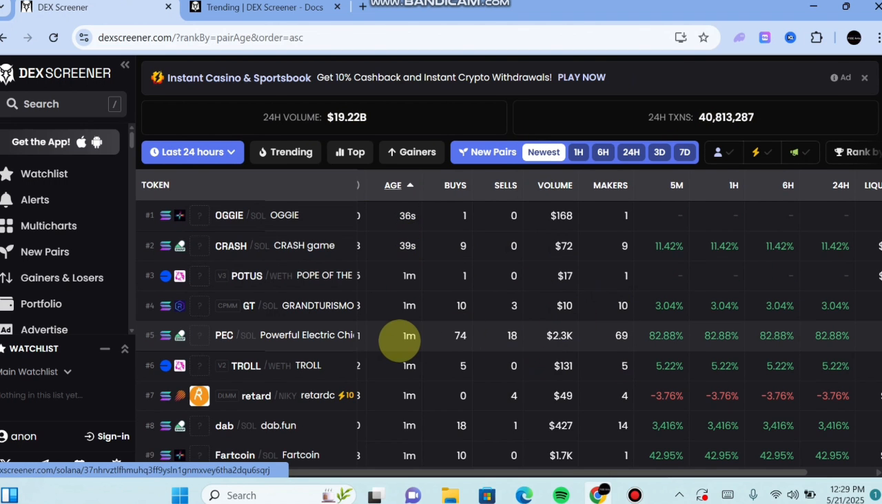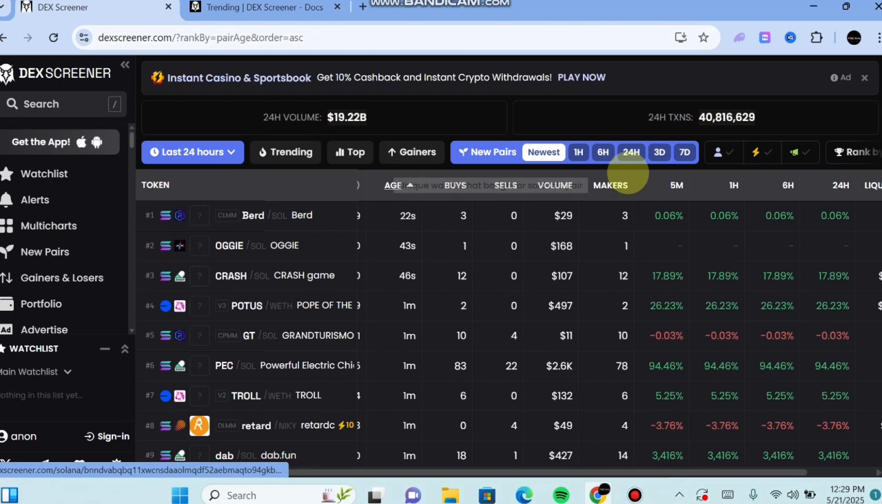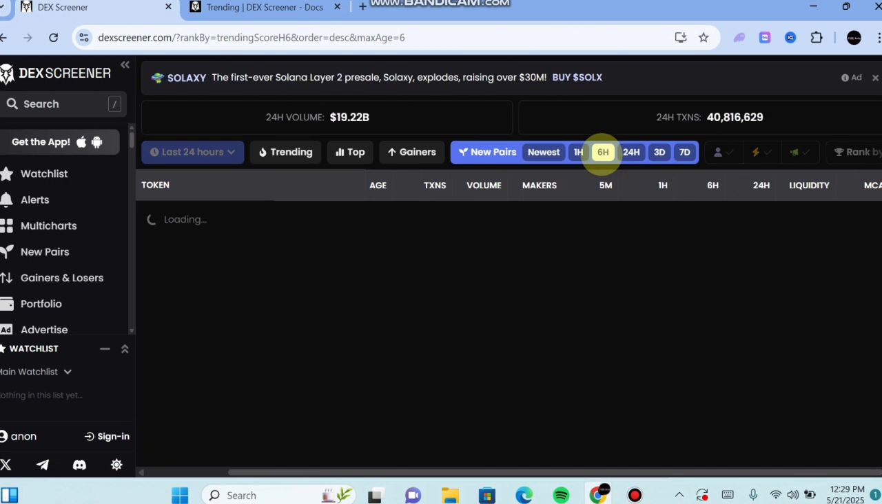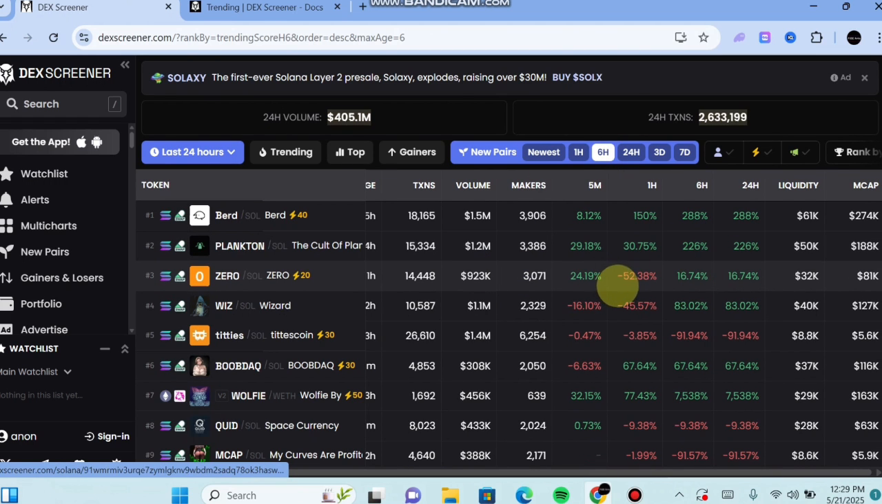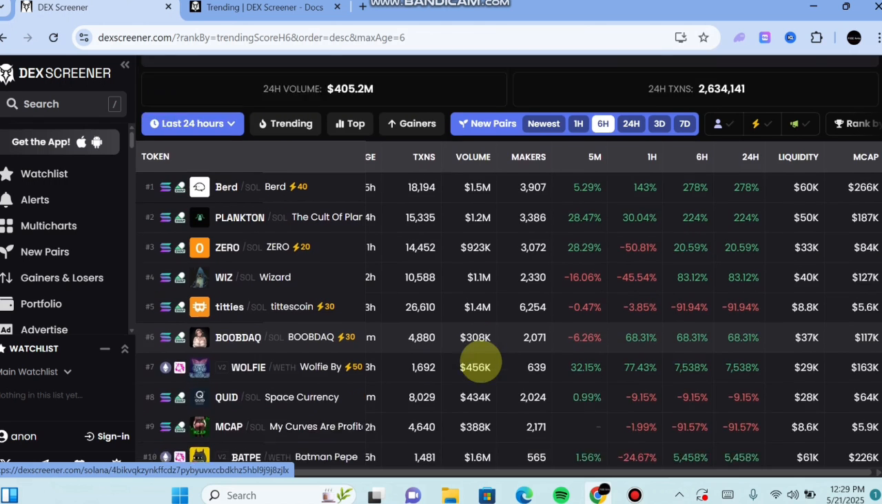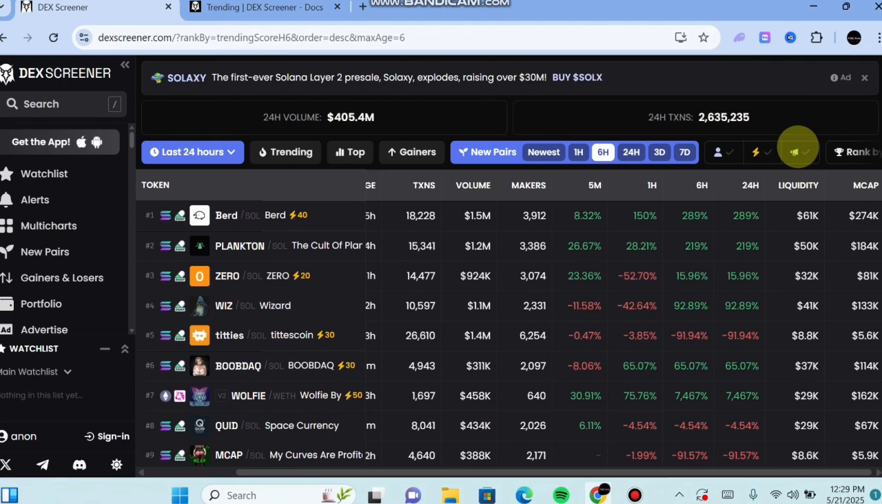I don't trade most of these because 99% of them are still unproven. So if you put in 6 hours or 1 hour, coins that are still doing well in the last 6 hours or 1 hour are actually good coins to last, because most moves do happen in the first 30 minutes to 1 hour. Any coin that is beyond that shows that the coin is very legitimate.